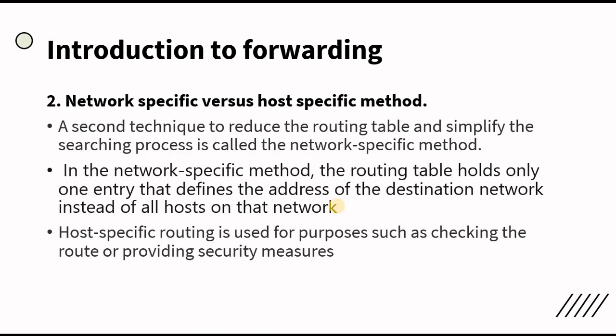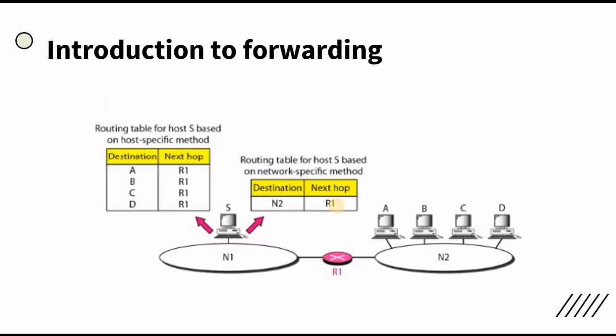Host specific routing is used for purposes such as checking the route or providing security measures. So if you need these types of features, then host specific routing is used, but if you don't want these features, then network specific routing is very useful.